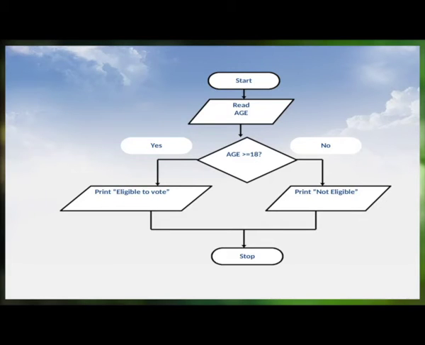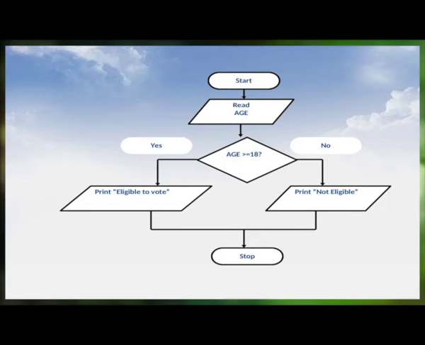Now let us construct a flowchart for this problem. Watch the flowchart over the screen. So this slide shows how to draw a flowchart to find whether a person is eligible to vote or not. As usual, we start with the terminator start and we read the age of a person and we are checking whether the person's age is greater than or equal to 18 using a decision box.